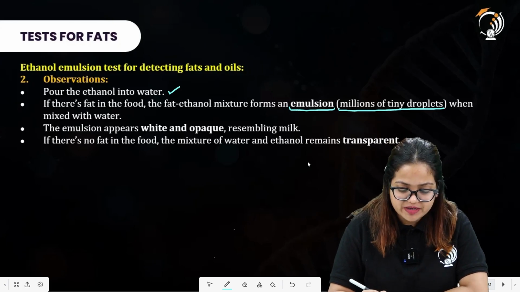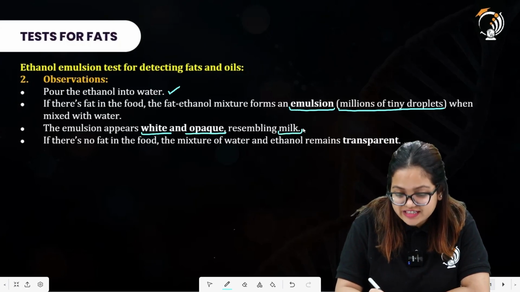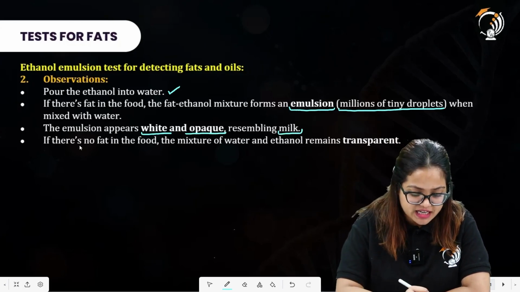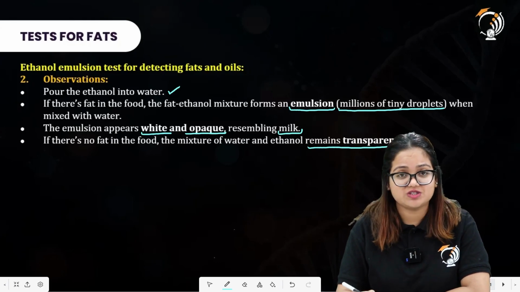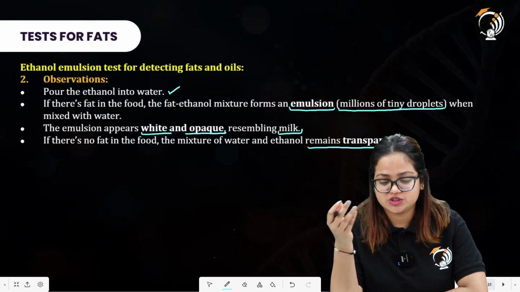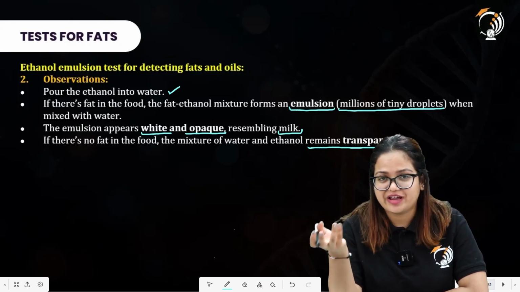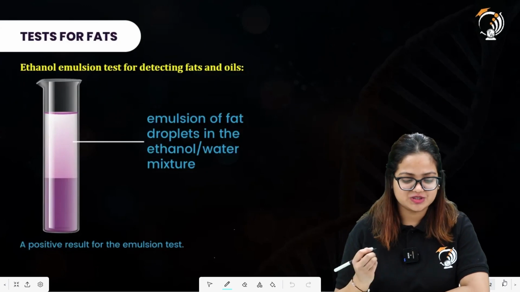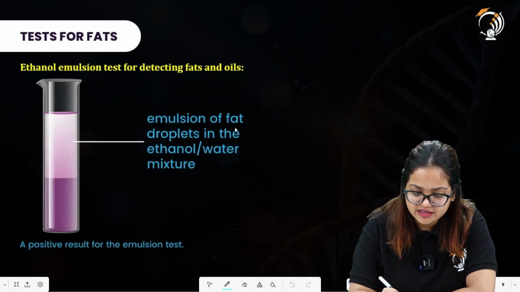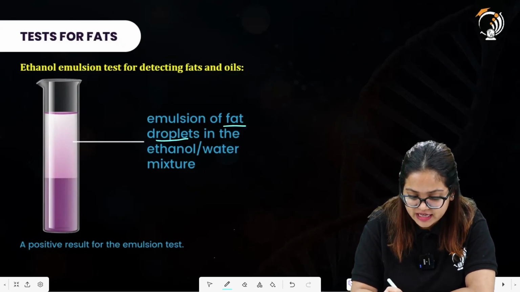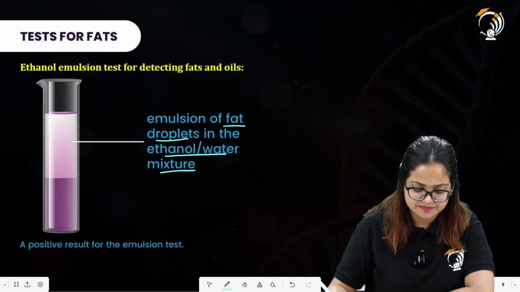The emulsion appears white, opaque, and this closely resembles milk in appearance. If there is no fat in the food, the mixture of water and ethanol remains transparent. So, whenever there is no fat present, no emulsion will form, and hence you can say that the food component does not have fat in it. All right. I hope this is understood. Then the ethanol emulsion test for detecting fat and oil: we have an emulsion of fat droplets in the ethanol and water mixture. This is a positive test result for the emulsion test.